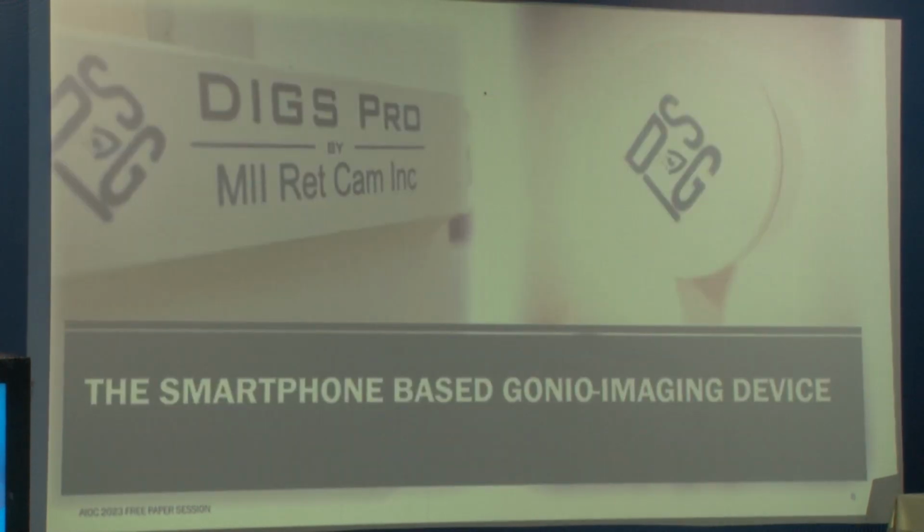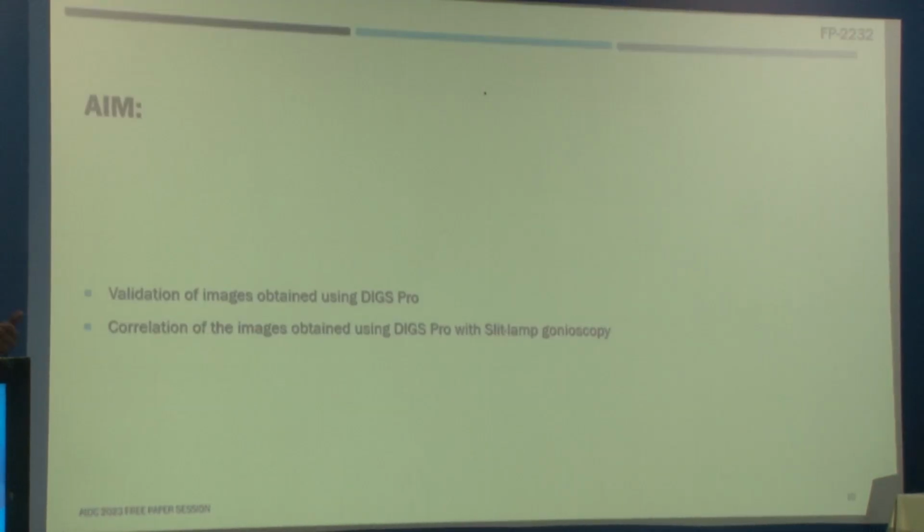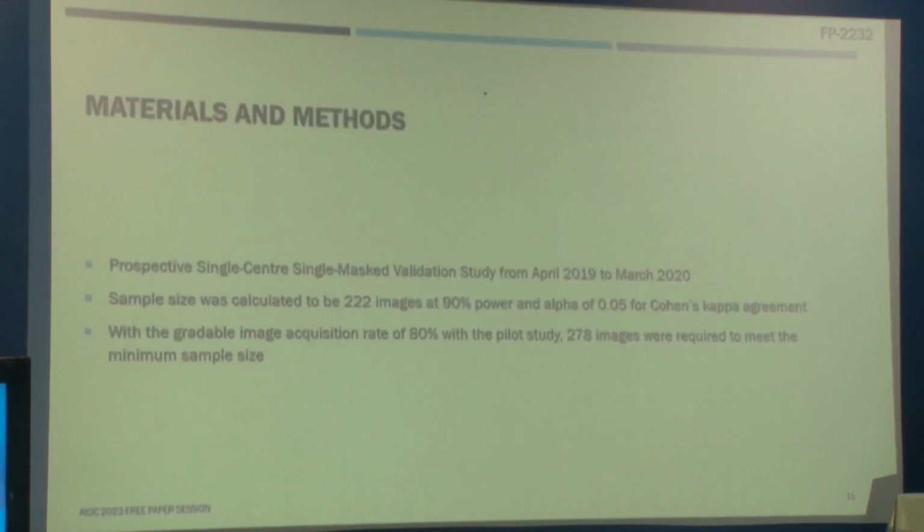So we devised a device that is called Dix Pro. This commercial aspect should not be taken into account. The aim was to validate the image obtained by Dix Pro and the correlation of images obtained from this device with slit lamp gonioscopy. It was a prospective single-center, single-mask validation study conducted from April 2019 to 2020, and due to COVID, it was not presented elsewhere.